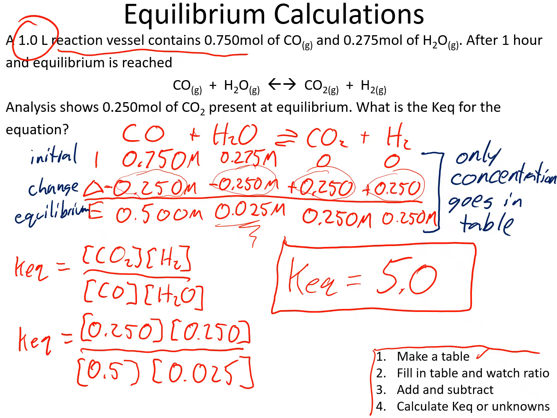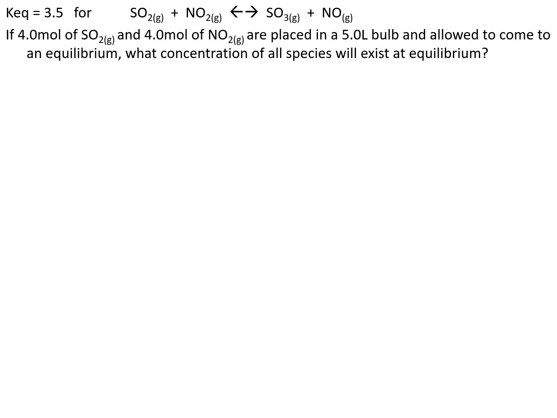Okay, now we have another one right here, and it's a little bit more tricky, but we're going to go through this one. Anyways, it gives us the KEQ this time of 3.5. It says that there's SO2, NO2, and it turns into SO3 and NO. So same thing as before, I'm going to make an ICE table. So I write my equation, SO2, I write a little neater, and NO2 turns into SO3 and NO.